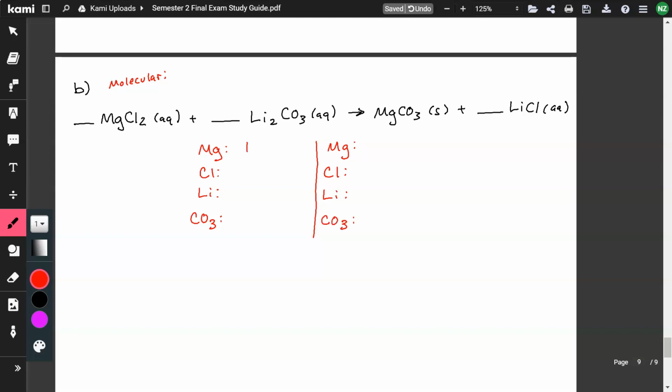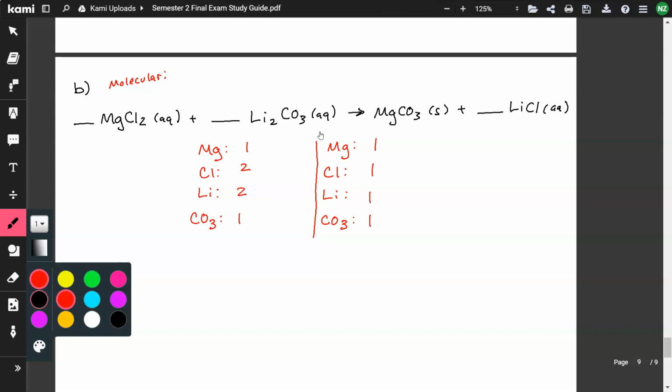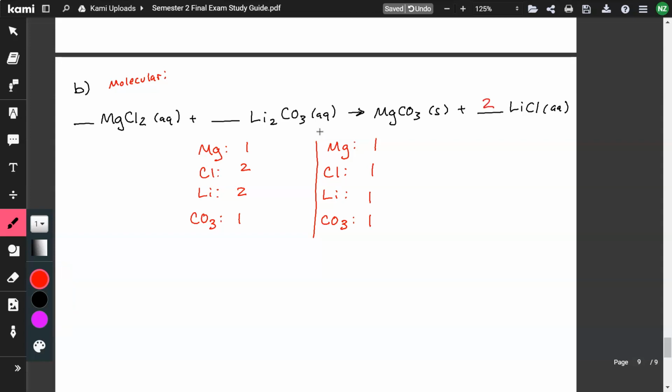Okay, so let's see. 1, 2, 2, 1, 1, 1, 1, 1. Oh wow. Look how lucky we are this time. All we need is a 2 here, and we're balanced. So that's our molecular. Next is our total ionic.